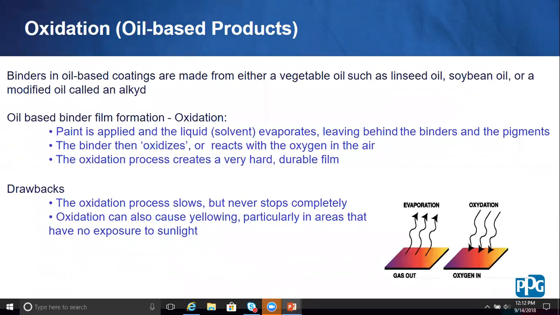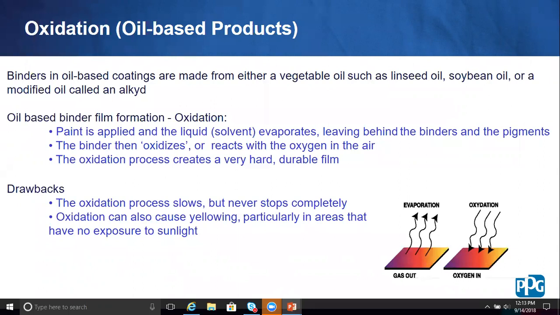And so, being exposed to the elements, to oxygen, that paint film will get harder and harder and harder. And that's why people like oil or alkyd-based paint sometimes, because they have that great pencil hardness, which gives you good abrasion resistance and durability. So that's why oil-based paints are still very popular.